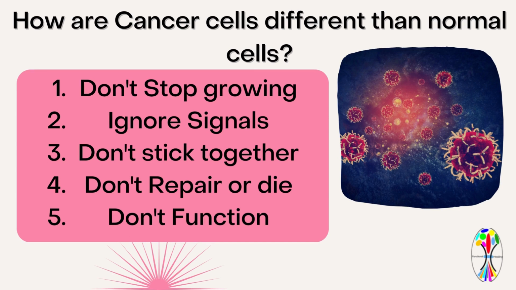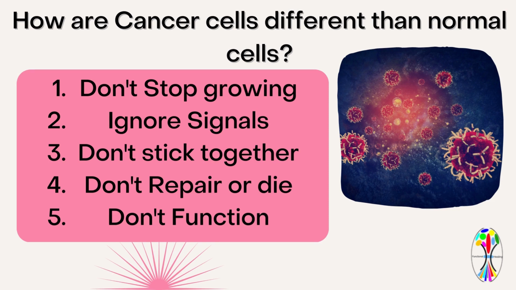How are cancer cells different from normal cells? There are certain properties of cancer cells which make them different. First and foremost, normal cells grow when and where needed. Unlike normal cells, cancer cells don't stop growing, and they continue to divide even when there is more than enough of those cells. And that is how they form a tumor.